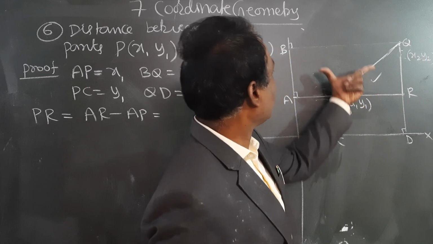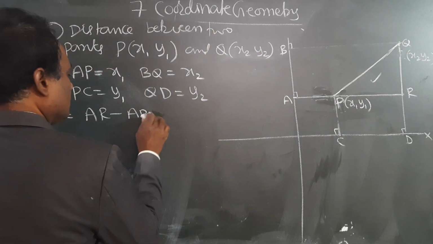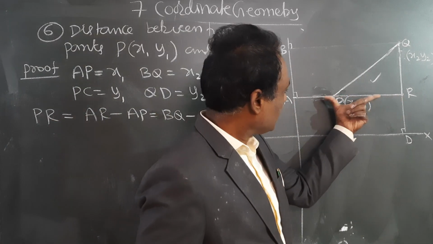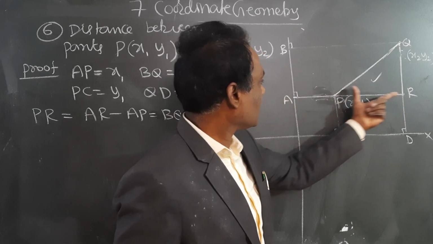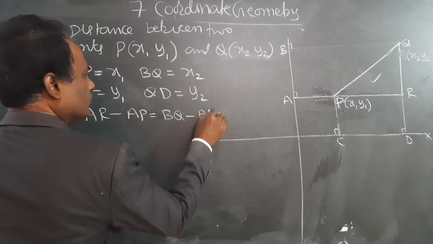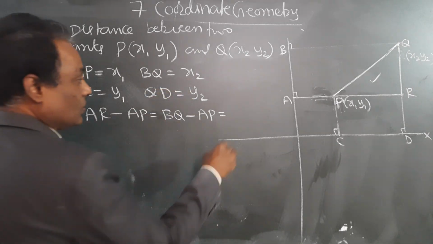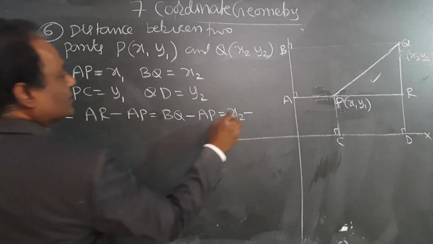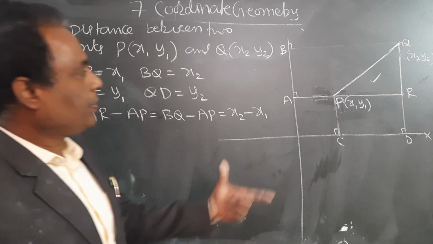AR is same as BQ. AR is equal to BQ, same distance. AP is AP only. What is BQ? BQ is x2 minus AP which is x1. Leave it. Students, PR is over.